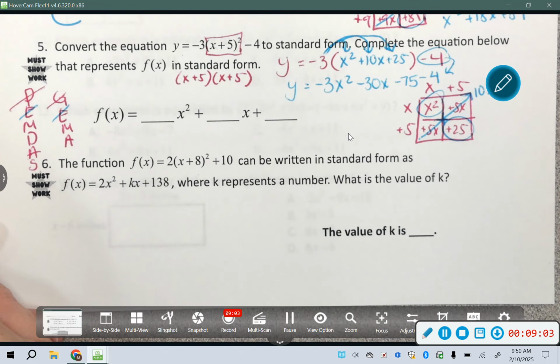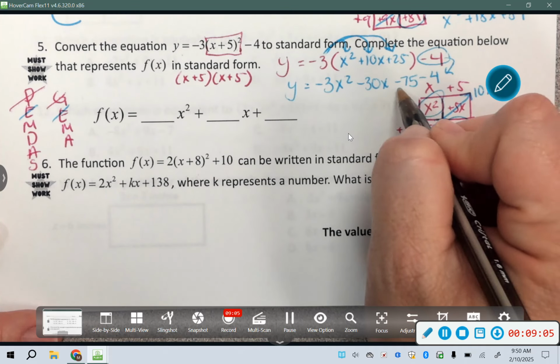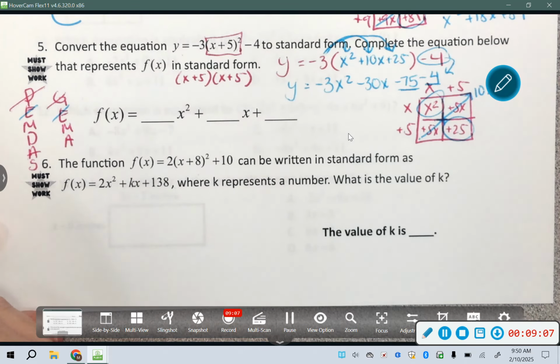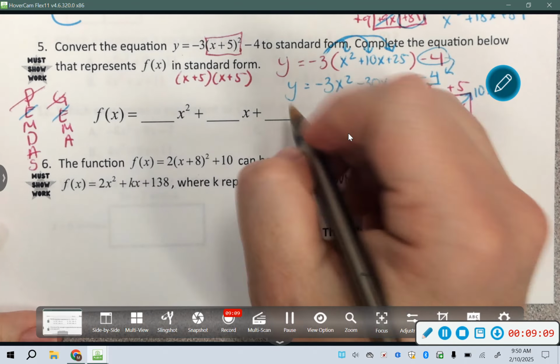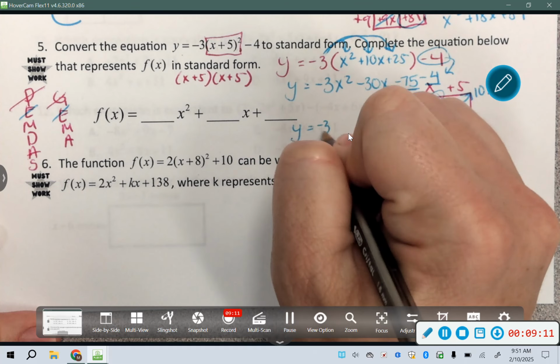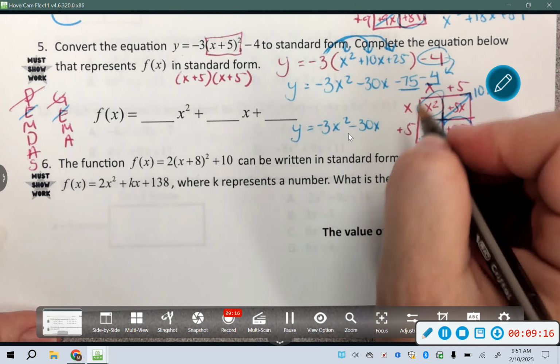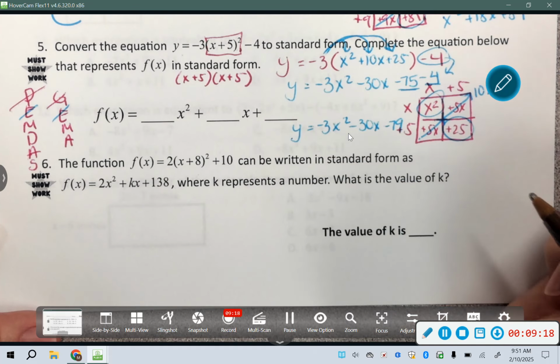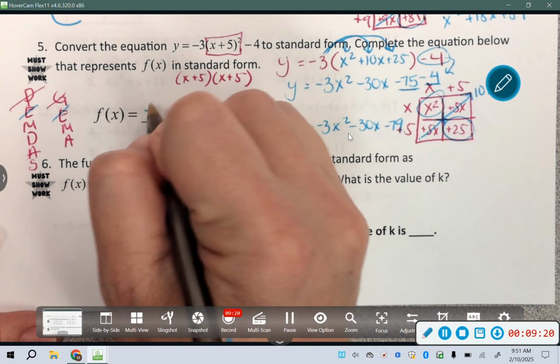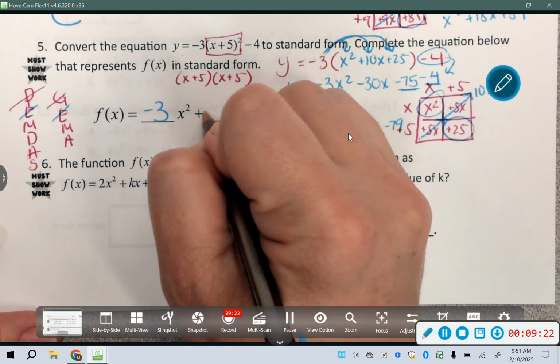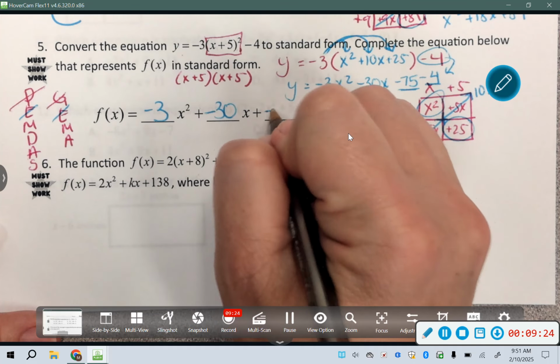And then last thing I need to do is find my like terms. Well, I know these two are like terms because they're both constants. They don't have a letter. So I get y equals negative 3x squared minus 30x. Negative 75 minus 4 is negative 79. So I get negative 3x squared minus 30x minus 79.